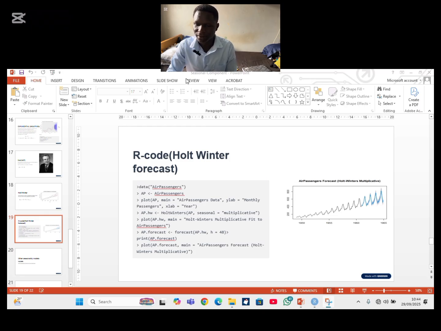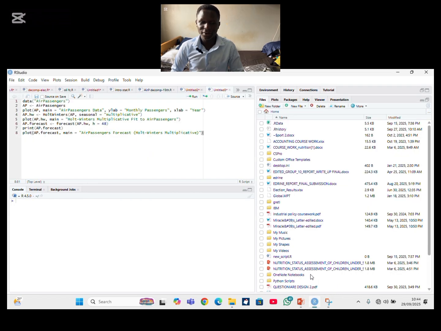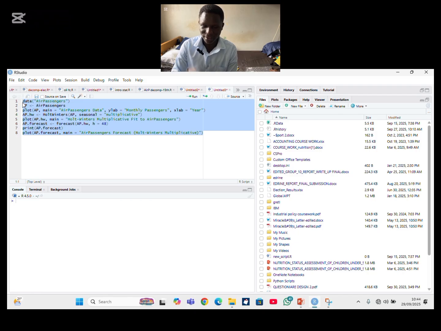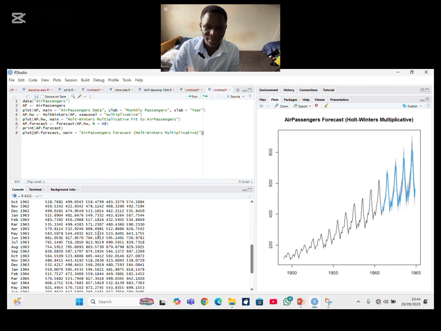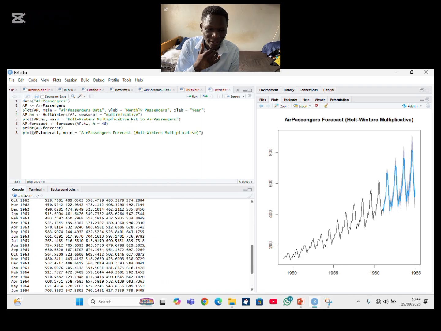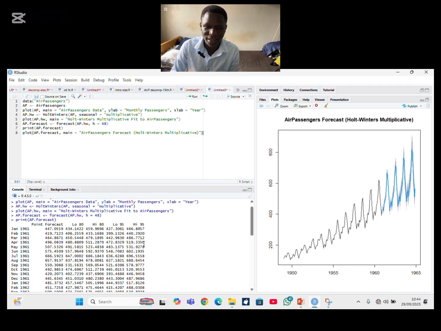Alright, so we come back to Holt-Winters forecast. We are going to use this script I wrote in order to make this forecast. This is the same code as on the other side, so don't get worried. As I said, we highlight it and use command enter. For as long as your code is well written and everything is running, you'll get your figures. And now the only thing you have is to interpret them.